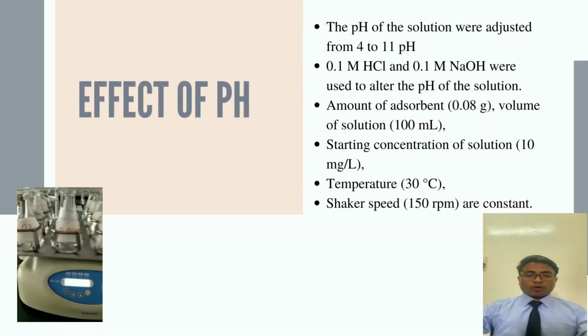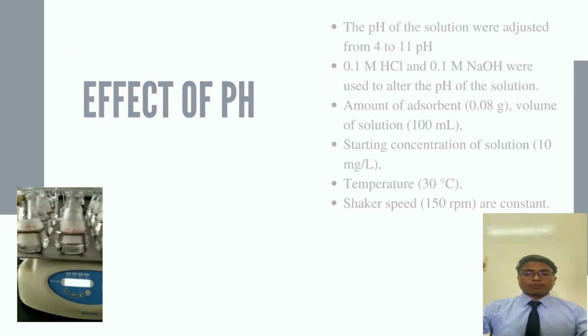Next is the effect of pH. The pH of the solution was adjusted from pH 4 to pH 11 by using 0.1 molarity HCl and 0.1 molarity sodium hydroxide. The amount of adsorbent used was 0.08 gram, and the volume of solution was 100 ml with the initial concentration 10 mg per liter, and the temperature is 30 degrees Celsius with the shaker speed 150 rpm.